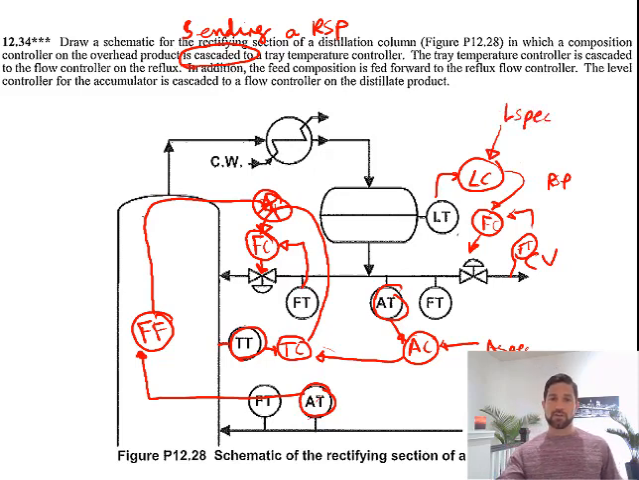So here we have two independent feedback control loops, one to control the level of the accumulator with the distillate flow or product flow, and then we have another controller that controls the composition of the product by changing the reflux valve, and we have a feed forward component that accounts for changes in the composition of the feed.